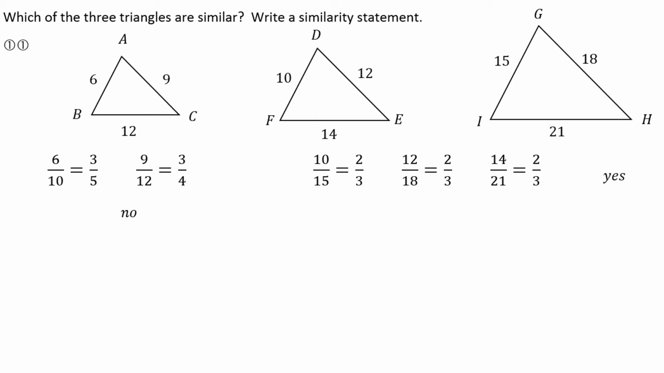The directions: write a similarity statement. So I need to write a similarity statement. Right? Triangle DEF is similar to triangle GHI. I can put the letters in any order I want. However, if I put D first on that triangle, I must put G first on the corresponding triangle. If I put E second for the first triangle, I must put H second for the other triangle, and so forth, right? Have to have corresponding parts.